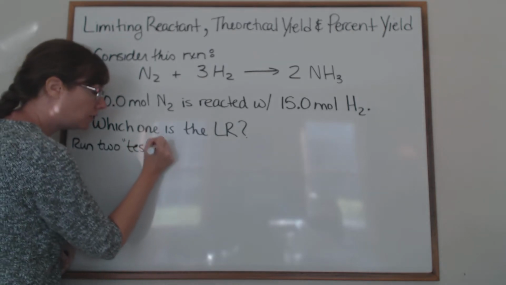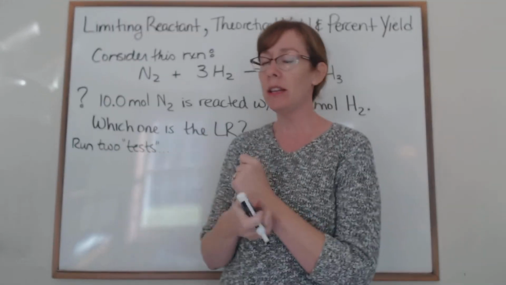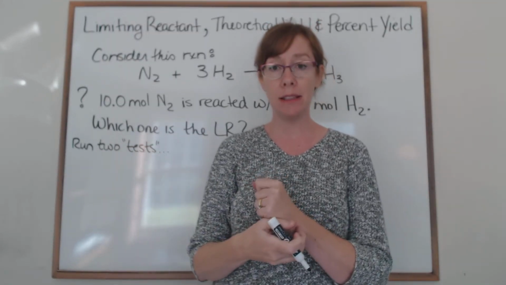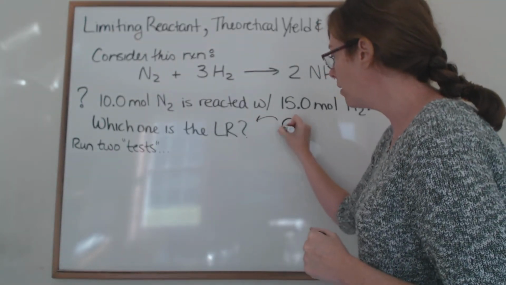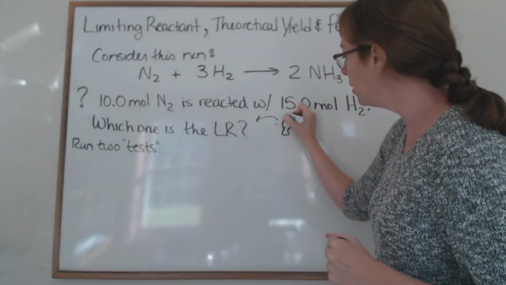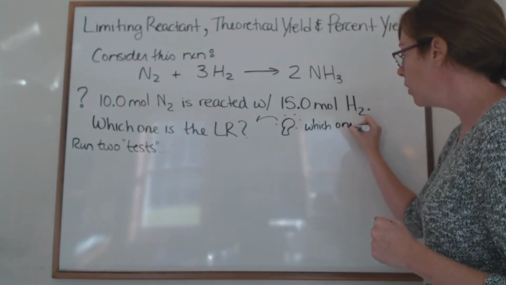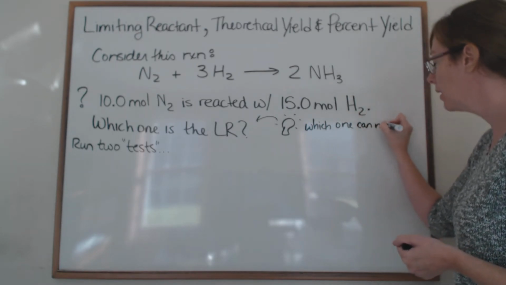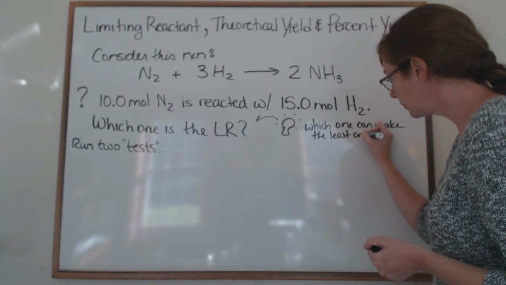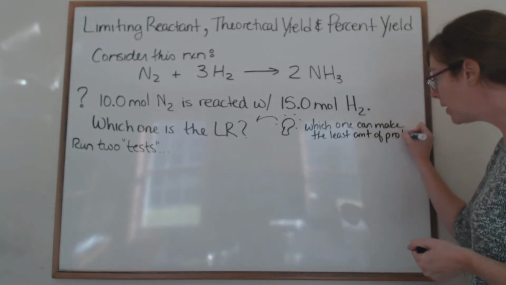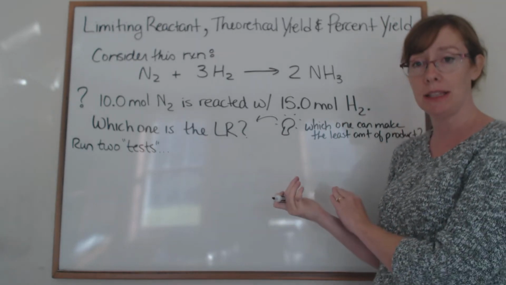You're going to run 2 tests. It's just a dimensional analysis, but the goal of the test is to figure out which one of these, and think of this like a light bulb, which one makes the least product? Or let's say, can make the least amount of product? Because as you remember, that was our go-to definition for limiting reactant, the one that has the potential to make the least amount of product.